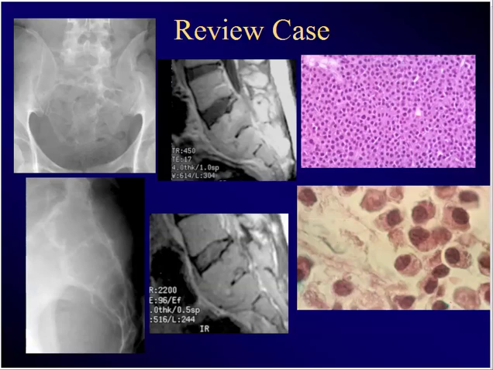Okay? Now be careful. Here's a 60-year-old with low back pain and gluteal pain with this radiograph and this MR with this histology. Okay? What's the diagnosis? Multiple myeloma. Good.